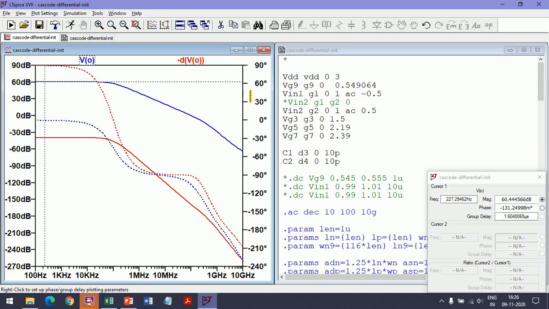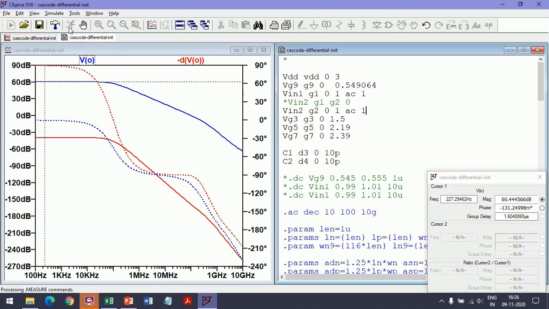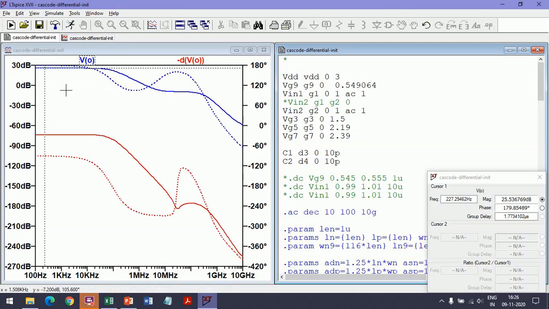Now we must look at the common mode gain. So let us find the common mode gain. How do we find it? We apply the same input of 1 volt at both the inputs, 1 volt, 1 volt, common mode AC input, and find the output. So we run this, and this is 25.5 dB. We have to get less than 25, so this is slightly higher. We have to do something to reduce this gain.